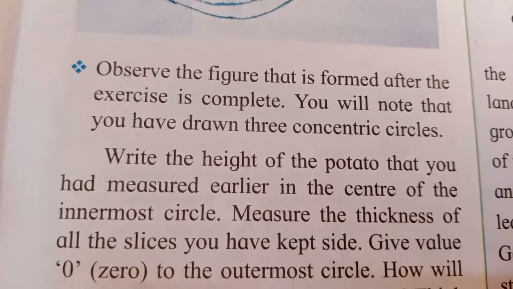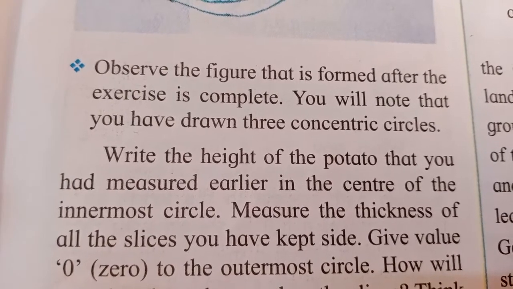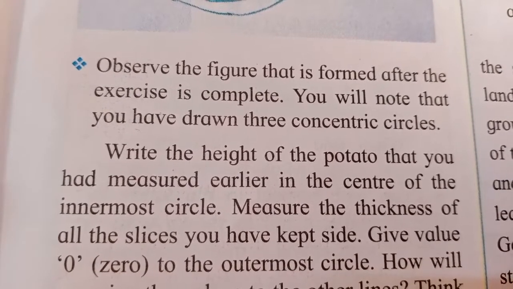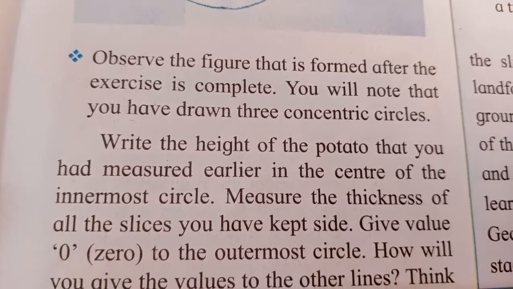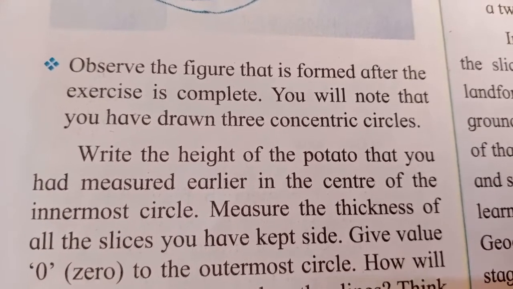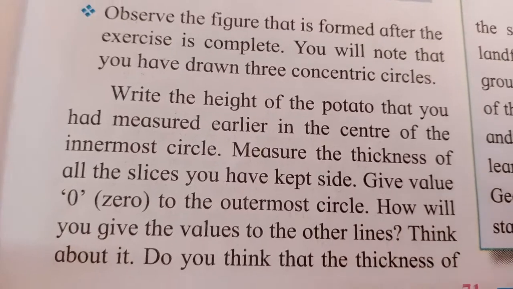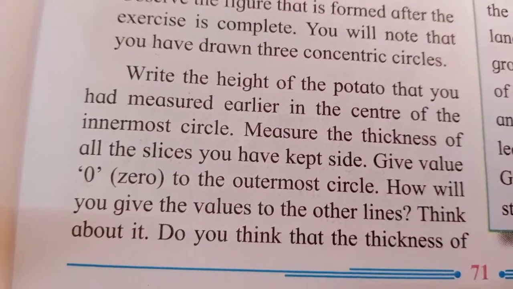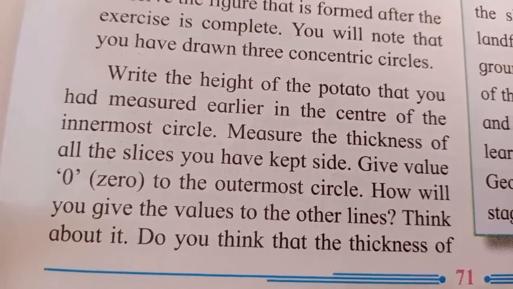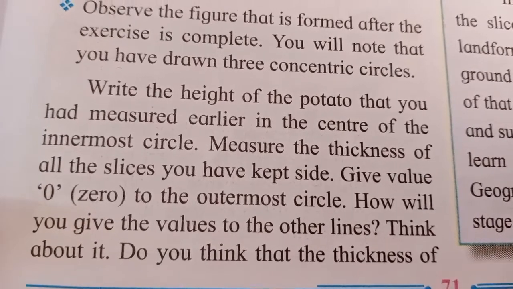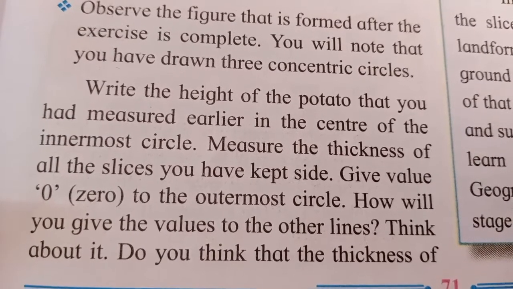Observe the figure that is formed after the exercise is complete. You will note that you have drawn 3 concentric circles. Concentric means the size of the circle keeps decreasing. Write the height of the potato that you have measured earlier in the center of the innermost circle.